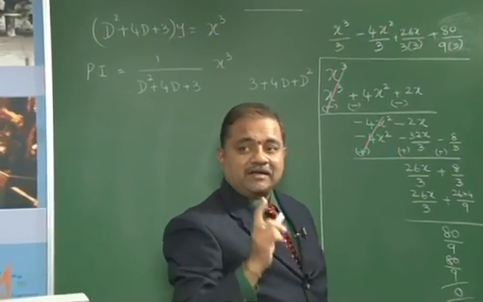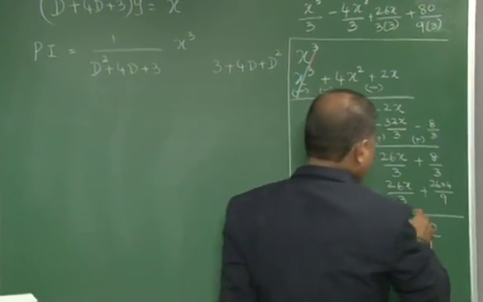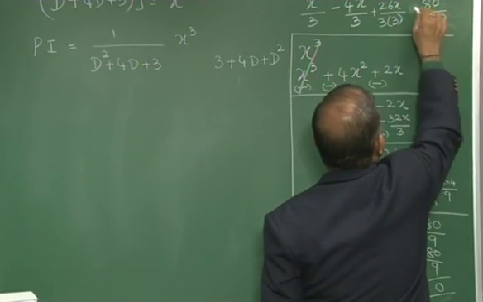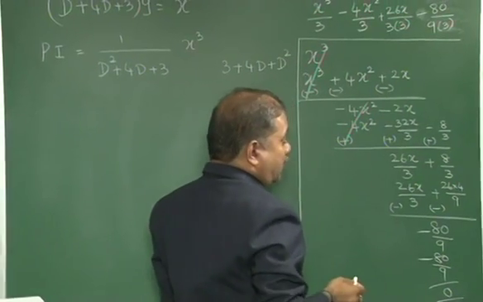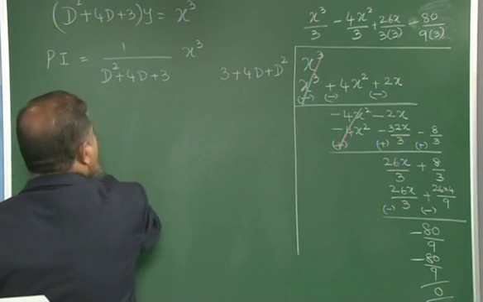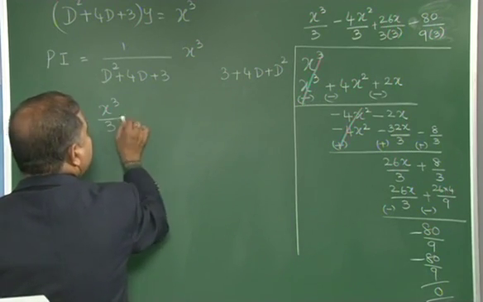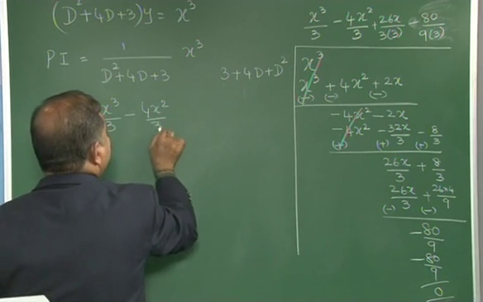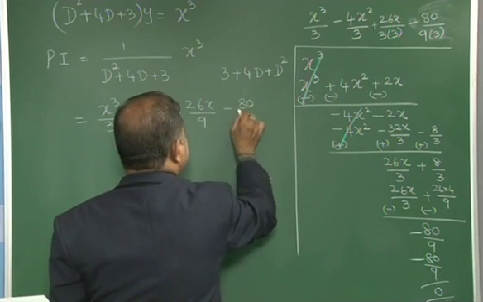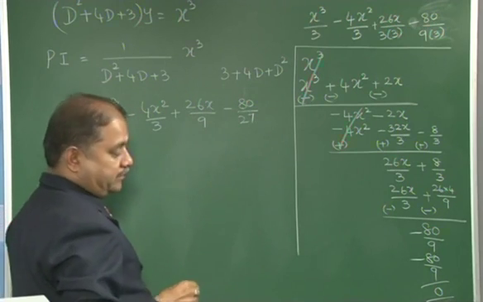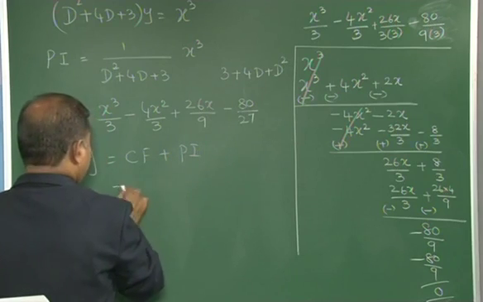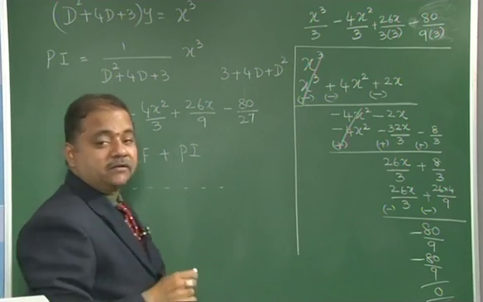Even though only one term is given, I think, sorry, here the sign changes, correct? This is a bigger number. So only one term is given, you can find all the coefficients. So your PI is x cube by 3 minus 4x square by 3 plus 26x by 9 minus 80 by 27. Then y is equal to, it will be the solution.